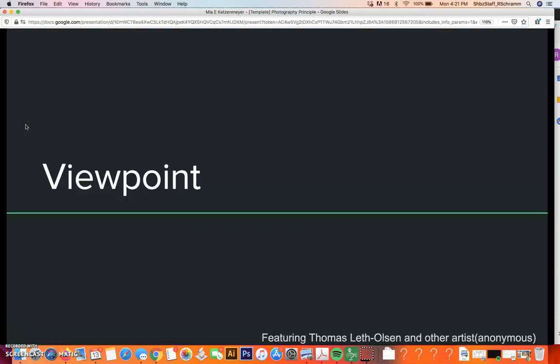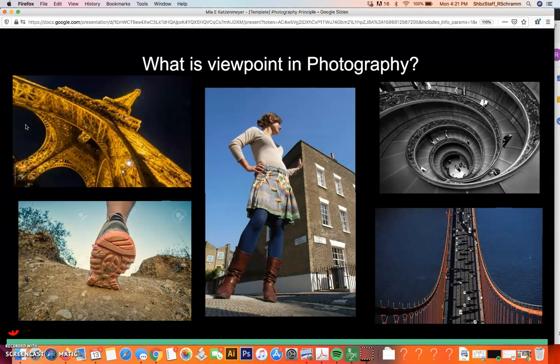The next one is viewpoint. This one, again, probably pretty obvious. It's just about the angle of the camera and really changing that up, whether it's looking down at the ground from up high or getting low to the ground and looking up. Just changing the perspective of where the photo is taken adds a lot of interest and intrigue.